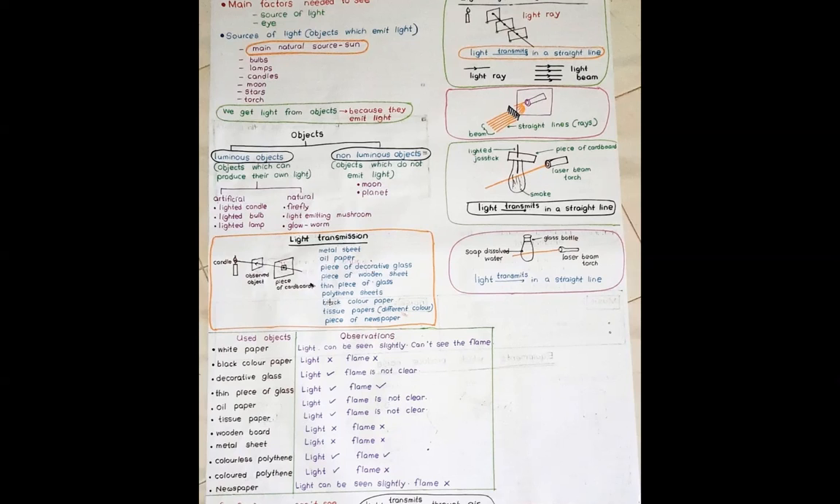And then take an oil paper. If you take an oil paper, you can see the light, but the flame will not be clear.